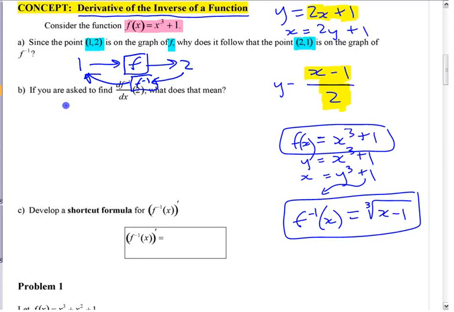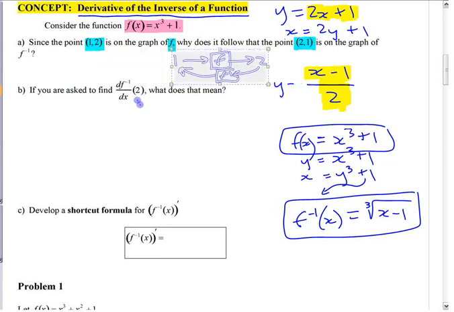If you're asked to find this now, the notation here, what does that mean? Looks kind of crazy, but what does it mean? d/dx, derivative of the inverse. And what does this 2 right beside it here mean? At 2, right?